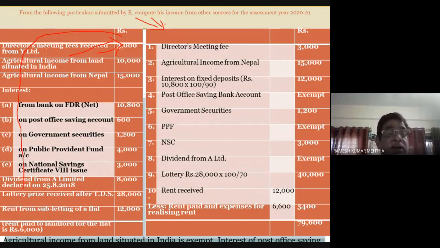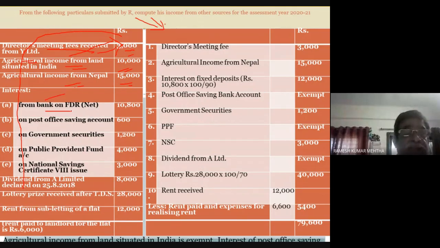So this person is a director, and the directors' meeting fees received from Y Limited is rupees 3,000. This is income from other sources. Agriculture income from land situated in India: he has agricultural land in India, and there is an income to the tune of 10,000. This is also income from other sources. Agriculture income from Nepal: he has got a piece of land in Nepal also, and from that agricultural land he made an income of 15,000 rupees.